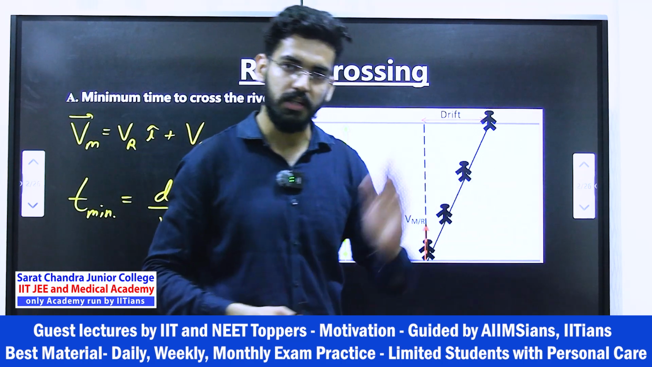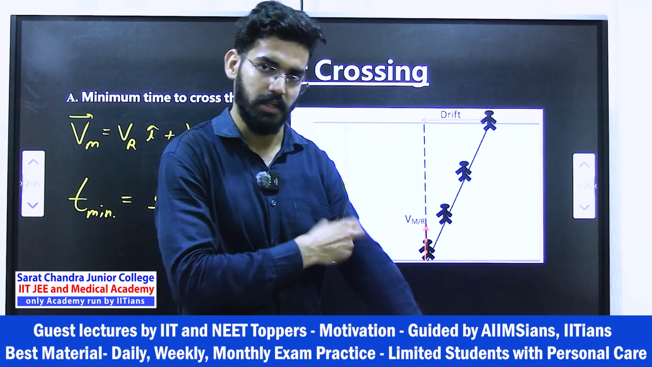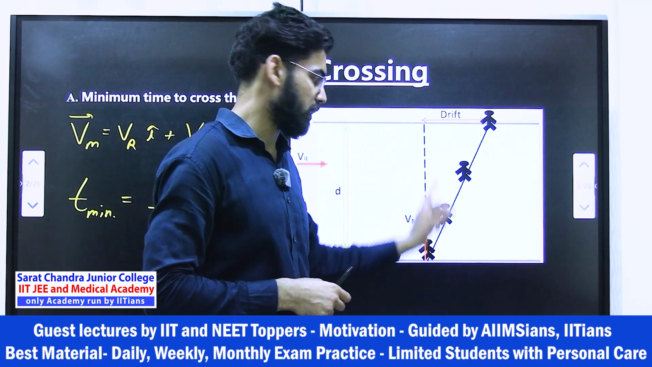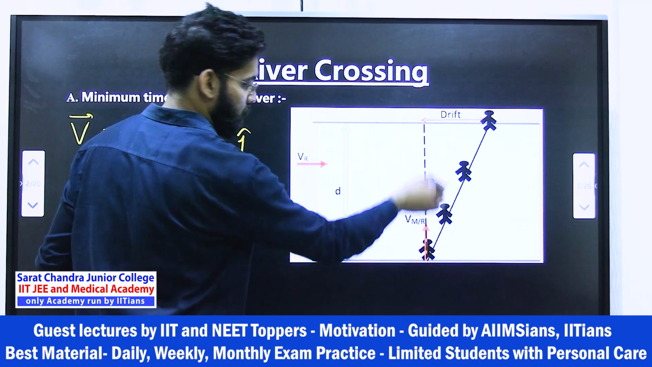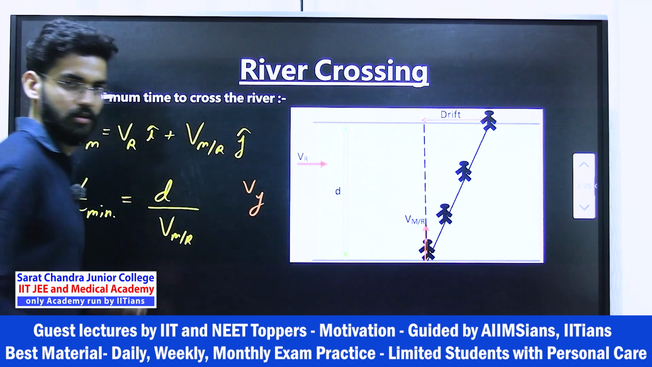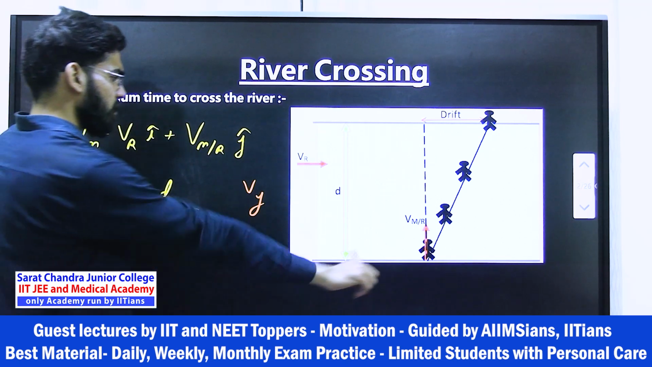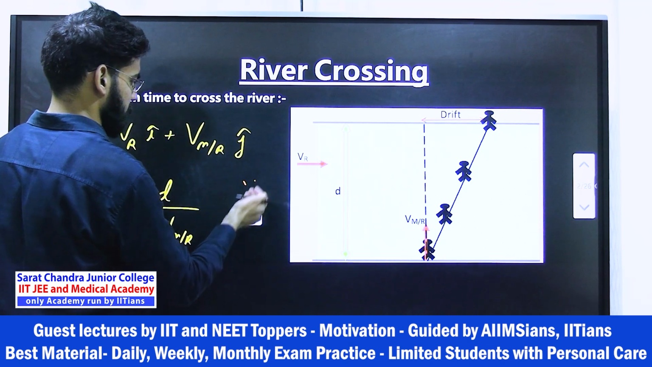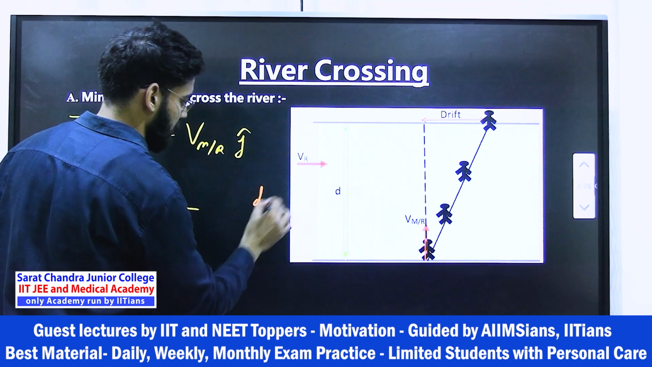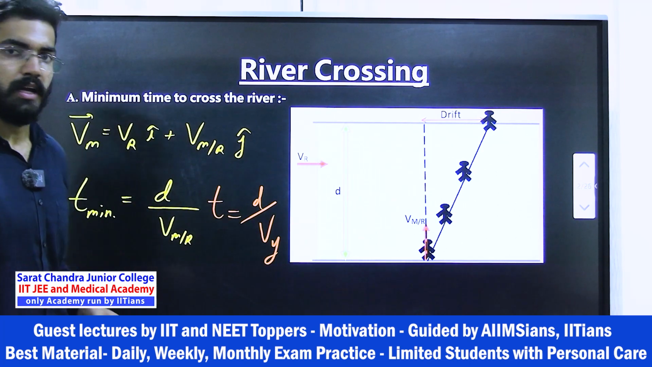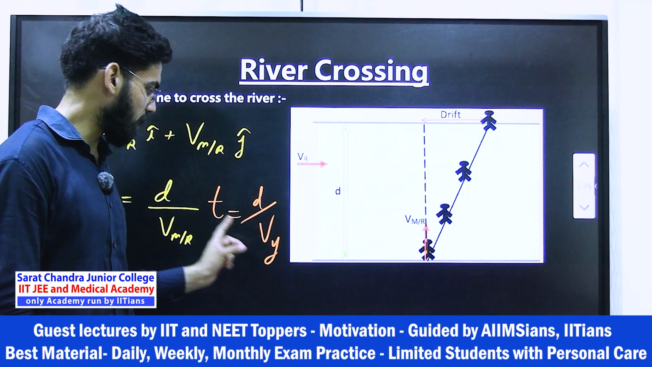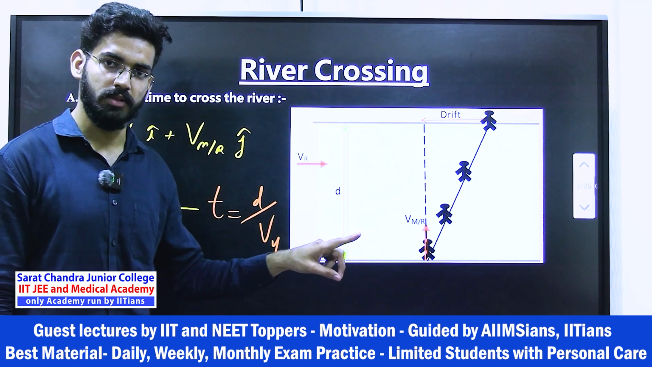Because their vx is not deciding how much time it will take, right? So which one is deciding? Vy, okay? So whatever vy it is going with, this is the velocity. And I can say distance, small d, divided by vy is your time taken, right? I want the minimum time, so vy should be maximum, okay?